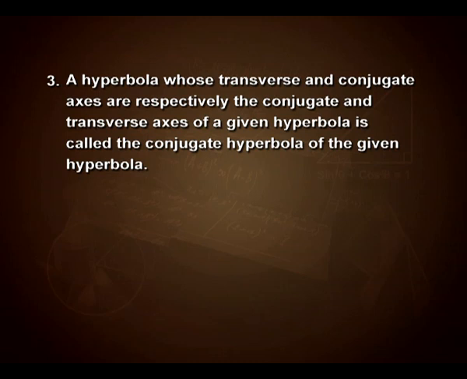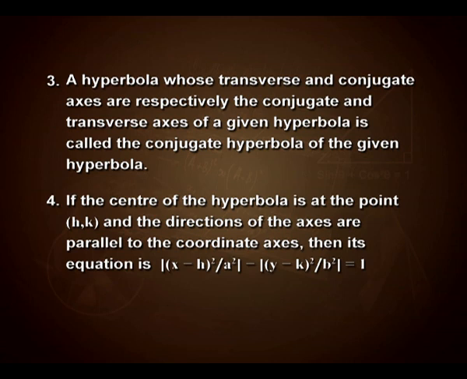Yet another point to be noted is, if the center of the hyperbola is at the point h comma k and the directions of the axis are parallel to the coordinate axis, then its equation is x minus h whole square upon a square minus y minus k whole square upon b square is equal to 1. So, students, in this session we discussed about hyperbola and we solved so many examples. In the next session, we shall discuss about ellipses.